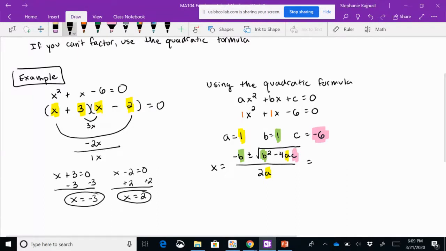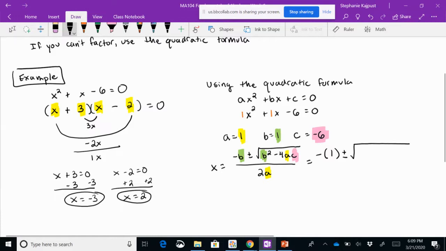So we start with negative b. So negative, and then b is 1. Every time I plug in a number, I'm going to put parentheses around it. Then we have plus or minus. I will talk about what the plus or minus means once we get to the point where we need it. Right now, just copy the symbol.